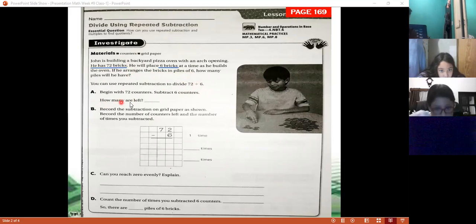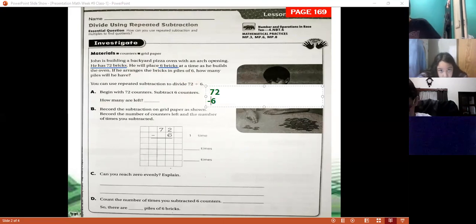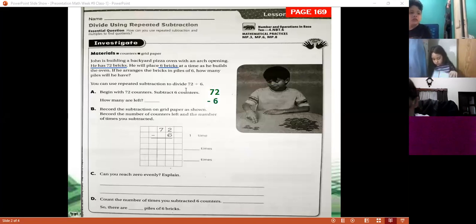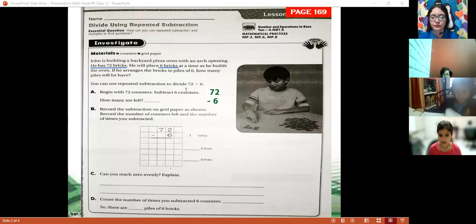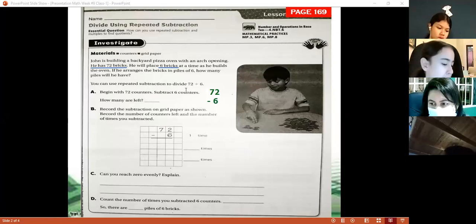Letter A says begin with the 72 counters. Subtract 6 counters. How many are left? Now, class, this is a subtraction. What is the answer of this subtraction? 72 minus 6. Here what we have is 72 minus 6. What is the answer of this subtraction? Who knows? 72 minus 6.